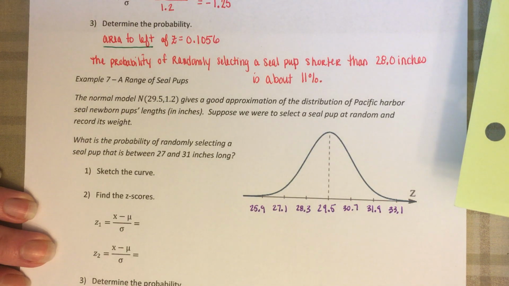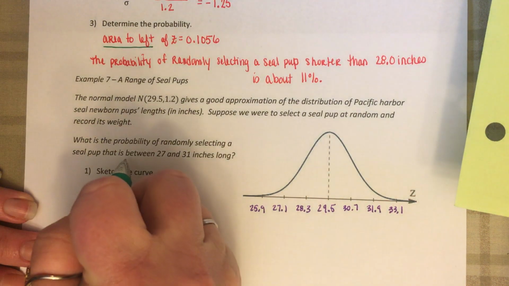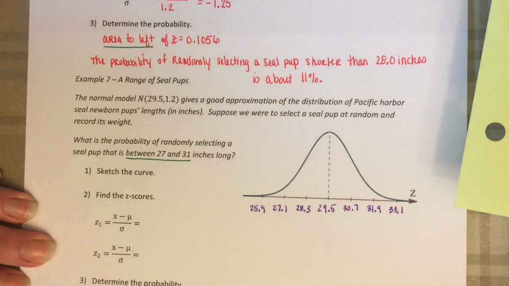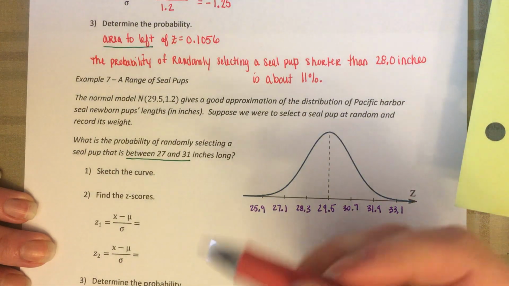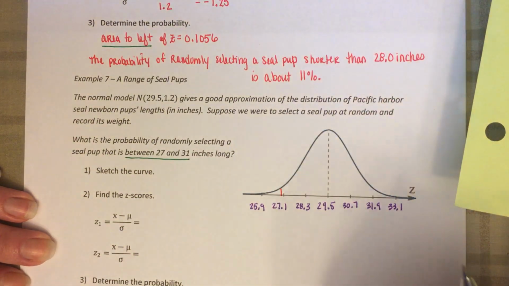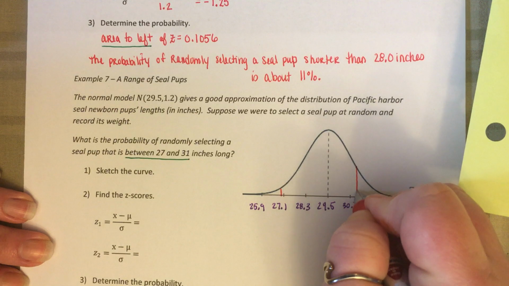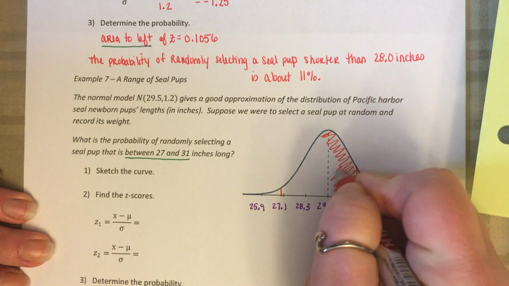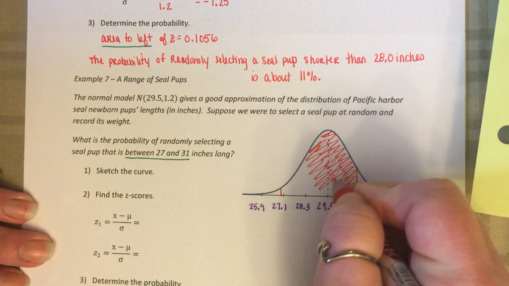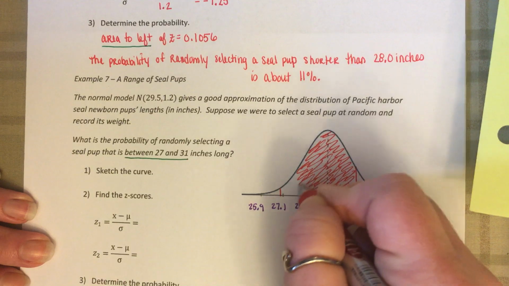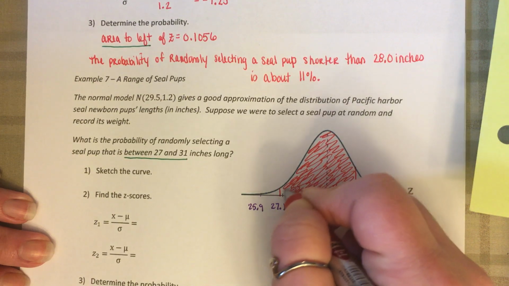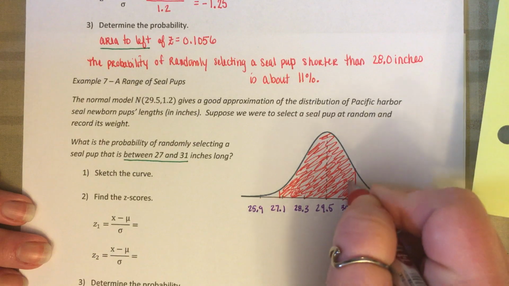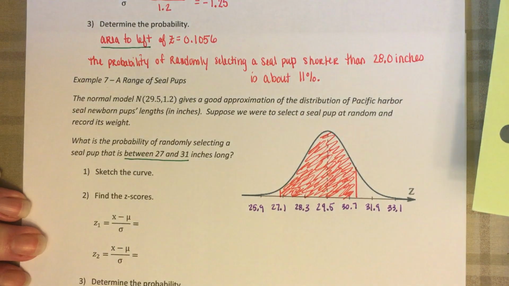Now in this particular example, we're asked to find the probability of randomly selecting a seal pup that is between 27 and 31 inches long. So in this case, we are looking for a probability that is between. Looking at our diagram, 27 would be right around here, 31 is going to be right around there, and we are looking for the area in between, so we are going to shade the area in between these two different values. Here we have a relatively large area that's shaded in, so we should expect that we end up with a relatively large percentage when we are done with this problem.